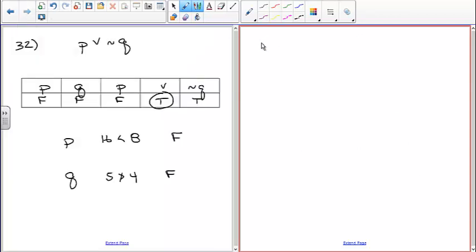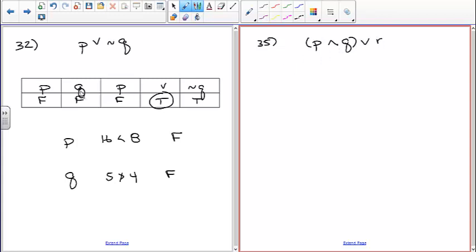Okay, let's look at 35. We have 3 statements, P, Q, and R. And then we have this logic statement which says P and Q or R.